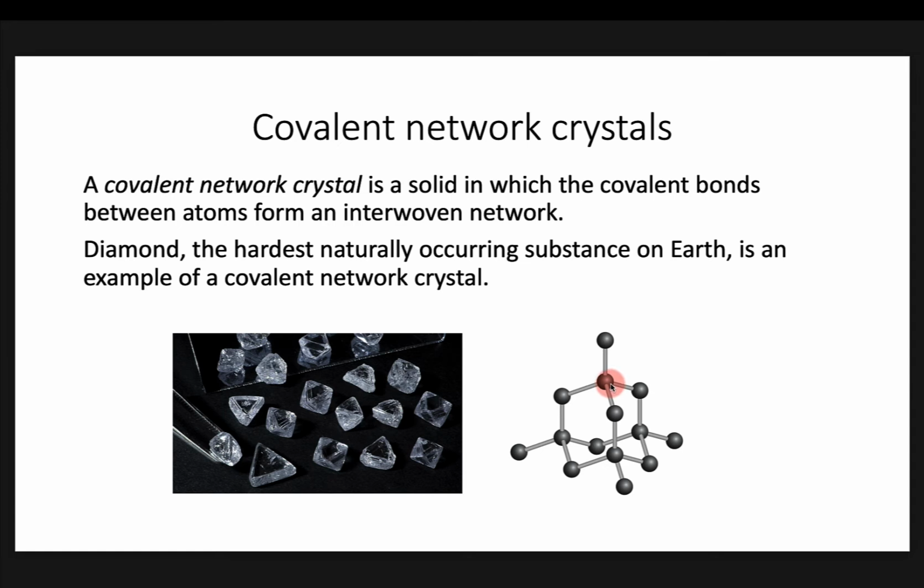Now, the reason why diamond is such a strong material is because all of the carbon atoms are bonded together in the crystal. And so that makes it very strong. It also has a very strong shape. The tetrahedral shape gives it strength. And so diamond is the hardest naturally occurring substance on Earth. And it really comes down to the fact that it is a covalent network crystal whose atoms are bonded together in this way.